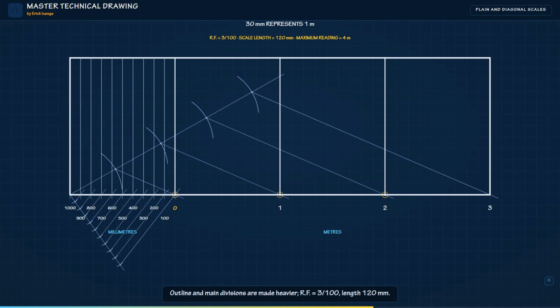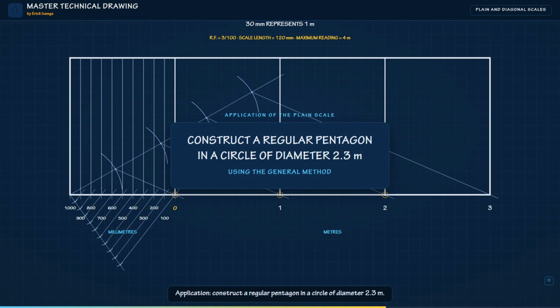The outer boundary and main divisions are now made heavier. The completed plane scale is 120 millimeters long, reads up to 4 meters, and has a representative fraction of 3/100. We now apply the plane scale.